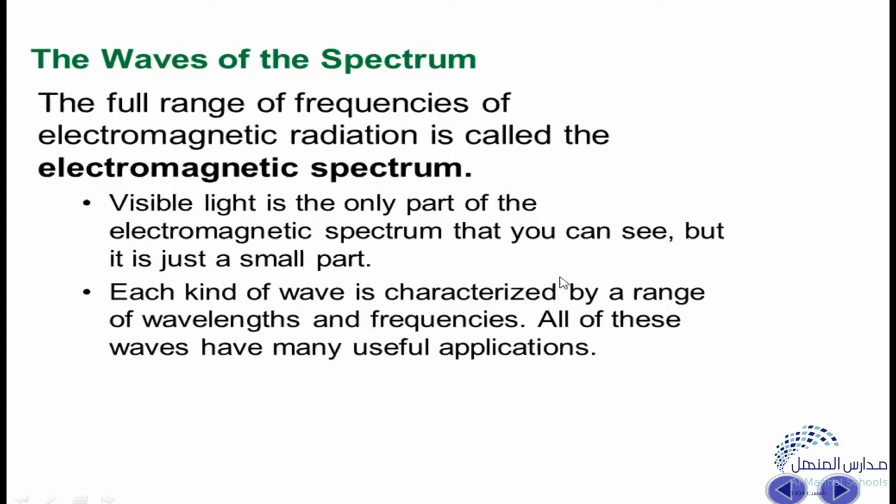Electromagnetic spectrum. Visible light is the only part of the electromagnetic spectrum that can be seen, but it's just a small part of it. Each kind of wave is characterized by a range of wavelengths and frequencies. All of these waves have many useful applications.